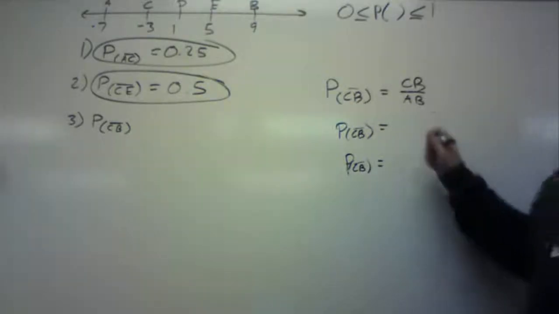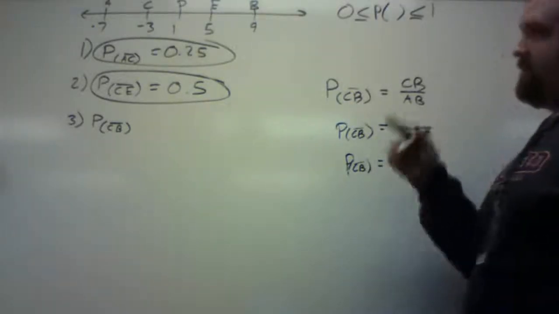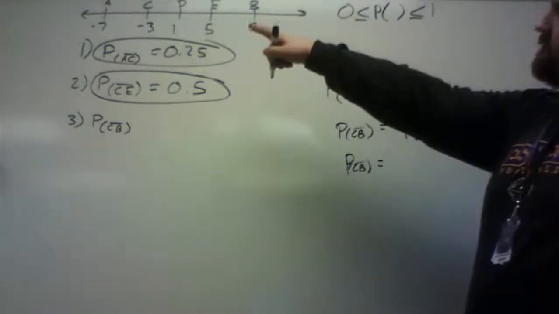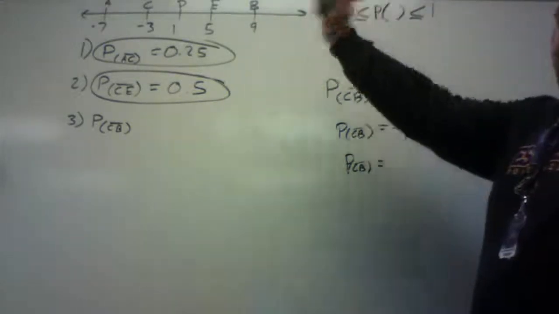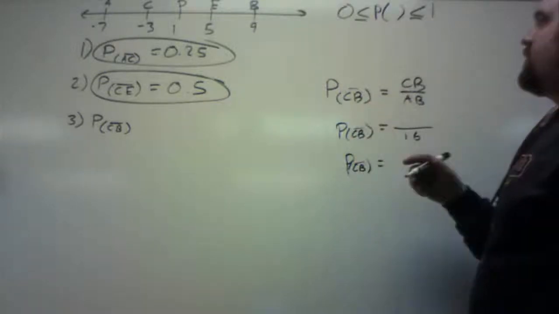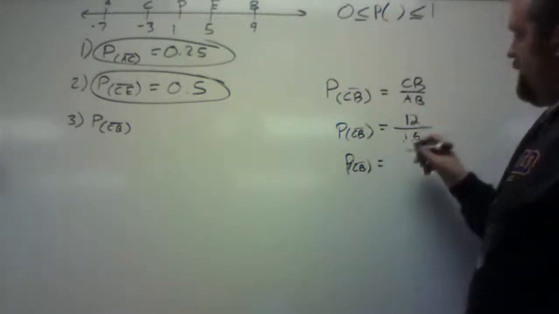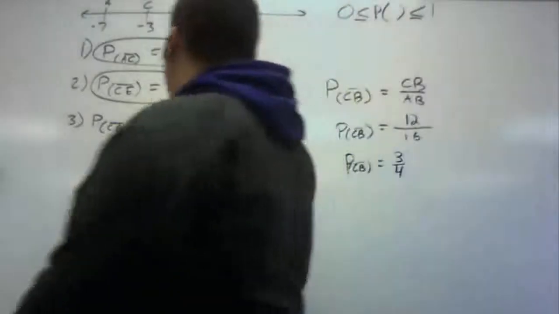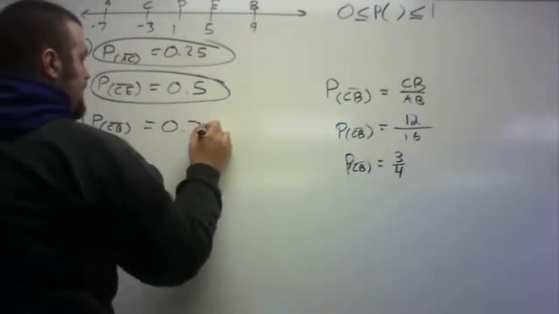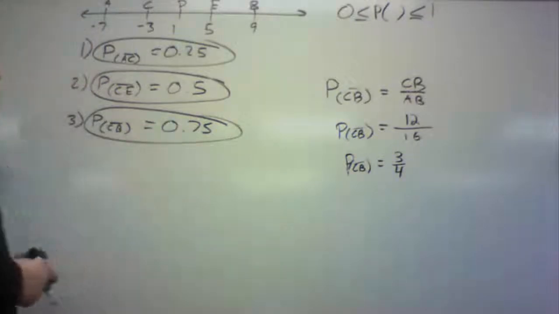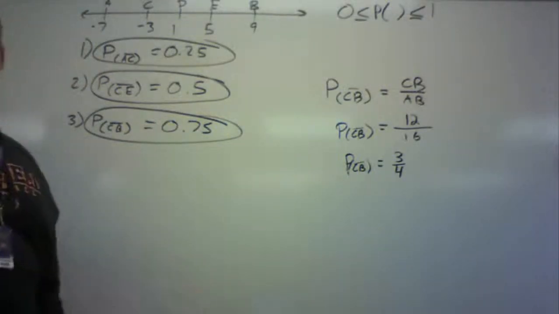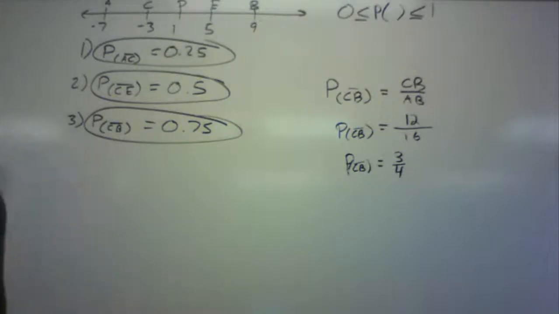Alright, and for the last one, again, 16 is on the bottom because I know the length of segment AB is 16. Well, the length of segment CB is from negative 3 to 9, so I do 9 minus negative 3, or 9 plus 3, and that's 12. Reduce that, and I get 3/4, or 0.75. So this has a likelihood of, it's likely to happen. 75% is a good grade. This has a good likelihood of happening.